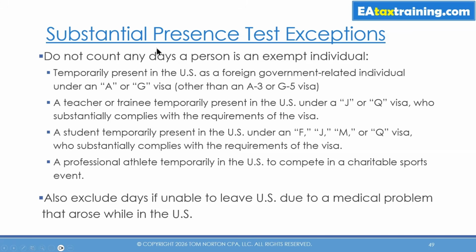So what we're looking at here is people who are either here as an employee of a foreign government or as a student or a teacher, and they're just here for a temporary period of time. It may have been more than 183 days, but it's still temporary. They have no intention of becoming a U.S. citizen, and the United States government is not going to tax their worldwide income. And then they've also got this professional athlete who is competing in a charitable sports event. We're not going to count those days against them either.